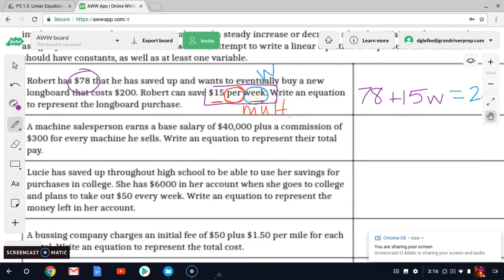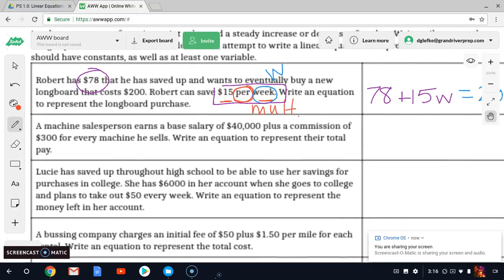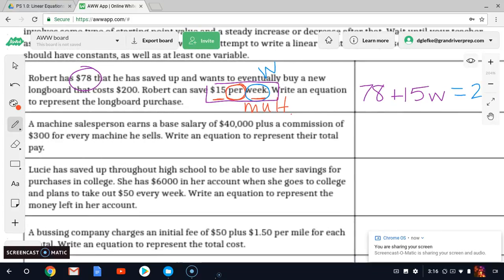So the next one says a machine salesperson earns a base salary of $40,000 plus a commission of $300 for every machine he sells. Write an equation to represent their total pay. Okay, so the first thing we look at is, we said the word per means to multiply. Another thing that means multiply is for every. So this for every is the same thing as per, which means to multiply. So we are multiplying the 300 by the number of machines that he sells.